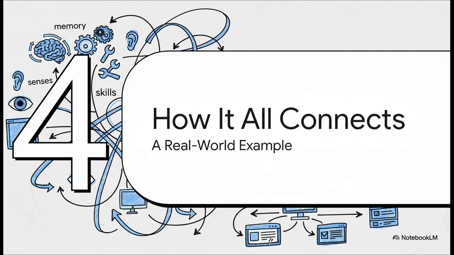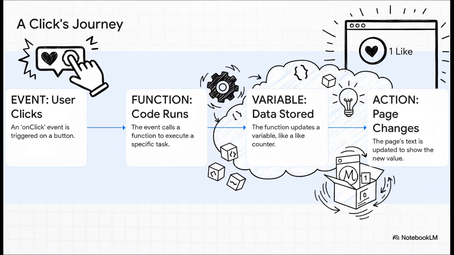Now for the really cool part. Let's put it all together. In Section 4, we'll see exactly how it all connects with a simple, real-world example. Let's trace the journey of a single click. It all starts with the event. You click a like button. The website senses detect this. That click immediately triggers a function, that learned skill we'll call add like. That function's job is to update the variable, the website's short-term memory, changing the like count from 0 to 1. And finally, the action. The text on the page instantly updates to show 1 like. Senses, skill, memory, action. That's it. That's JavaScript in a nutshell.